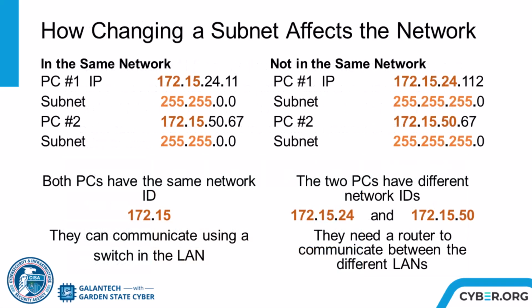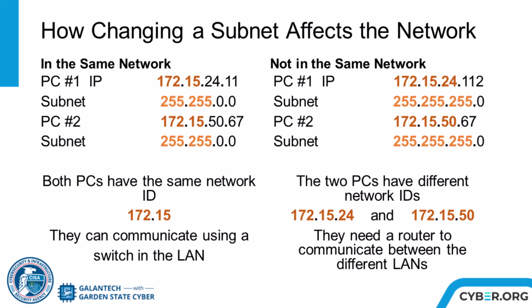An important concept to remember is there is no requirement to use the default subnet mask. There are situations when a network admin would configure a custom subnet mask. Here's how that configuration would impact the network. When the subnet mask is 255.255.0.0, then the first 2 octets of the IP address identify the network. In this example, both PCs will be in network 172.15. They have the same first 2 octets.